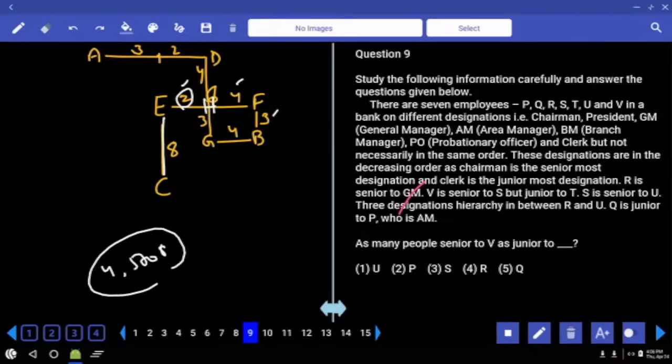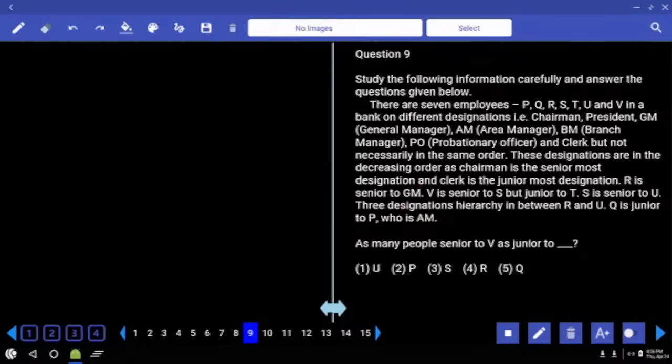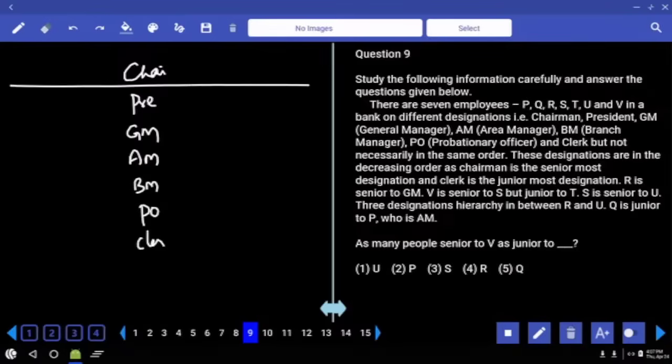Only 7 persons were there. Starting from whom? Starting from chairman. And next one, who is the next one we have? Chairman, president, GM, assistant manager. And next one, branch manager. Next to branch manager, PO and a clerk. How many persons are there? 7 persons.